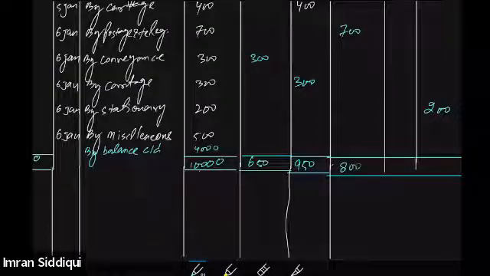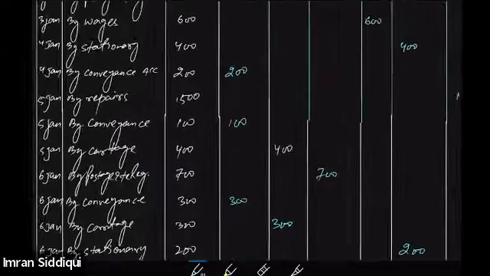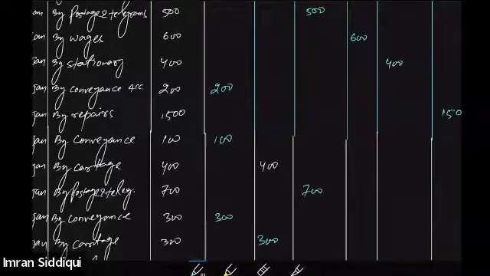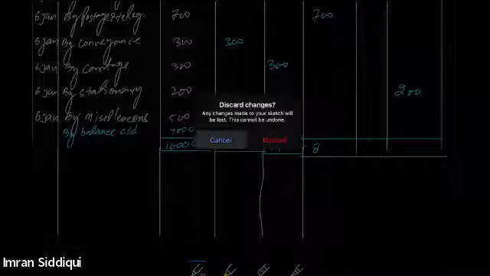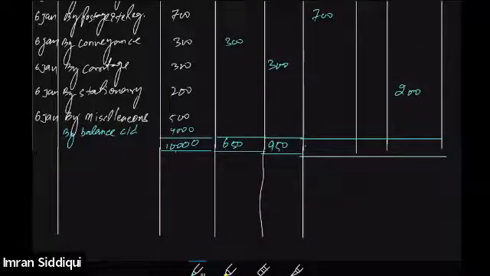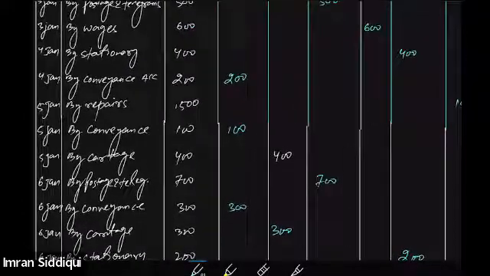Then 800. Then just a minute. I'm sorry. 7 plus 5, it should be 1200.